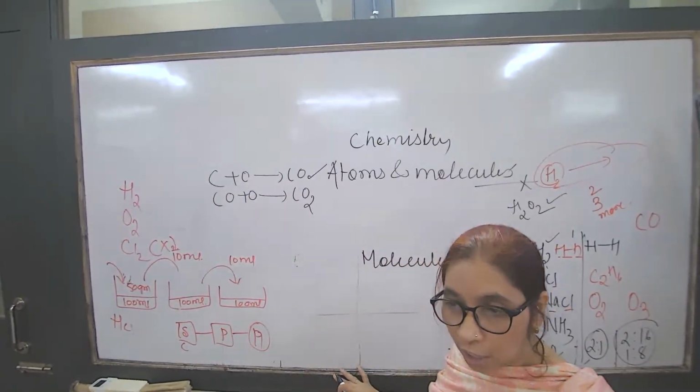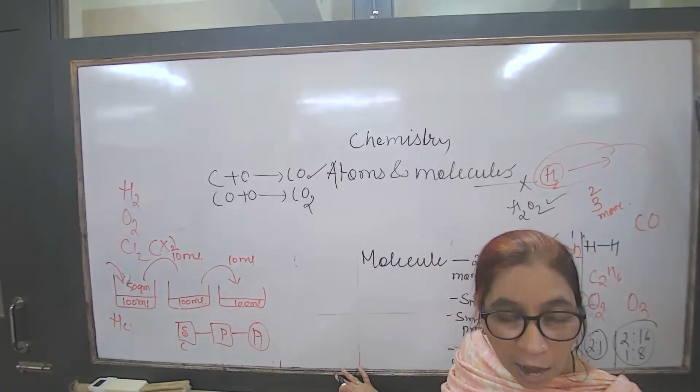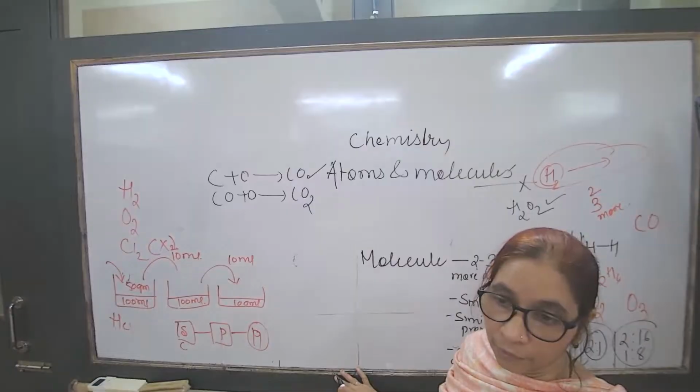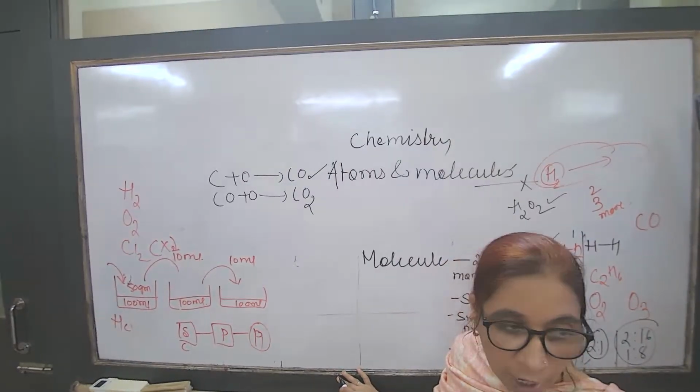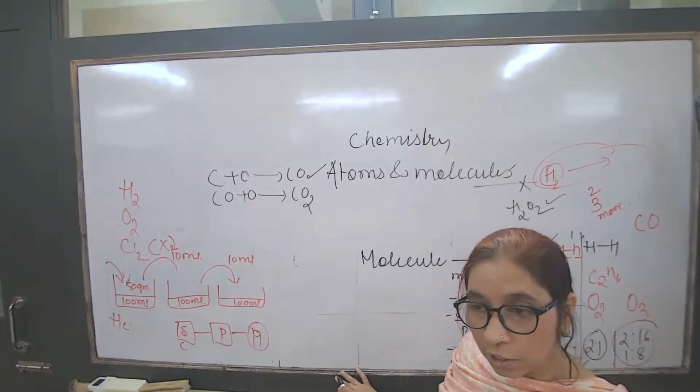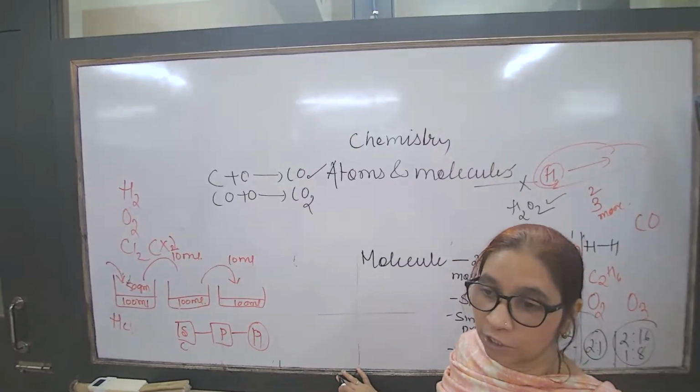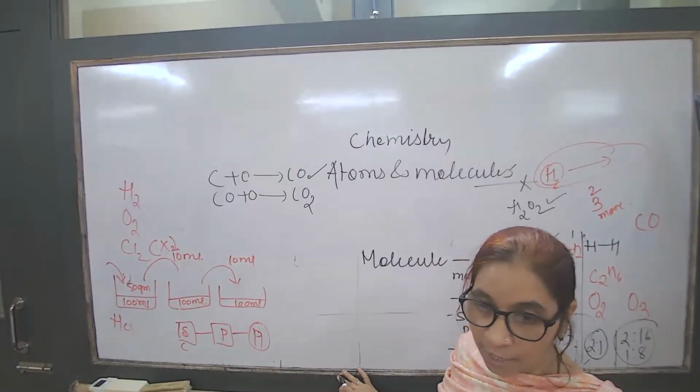So whatever the compounds are there, they are formed by the definite proportion of that atom. If you are changing the proportion, molecule will change. Molecule will change, this means what? Compound will change. समझ में आया example?